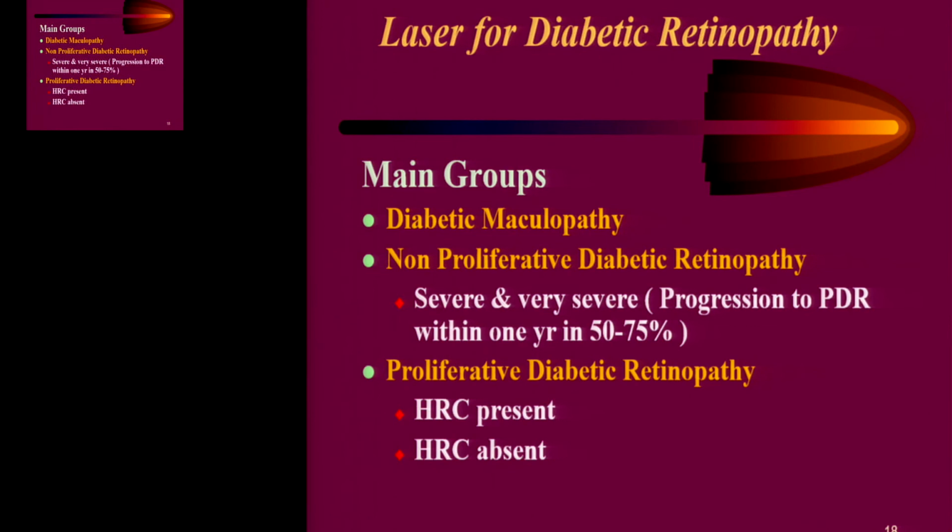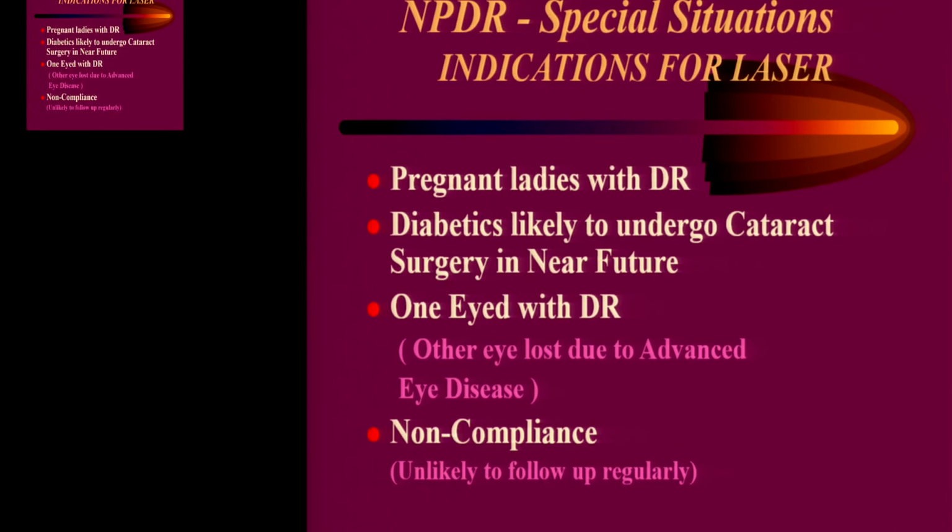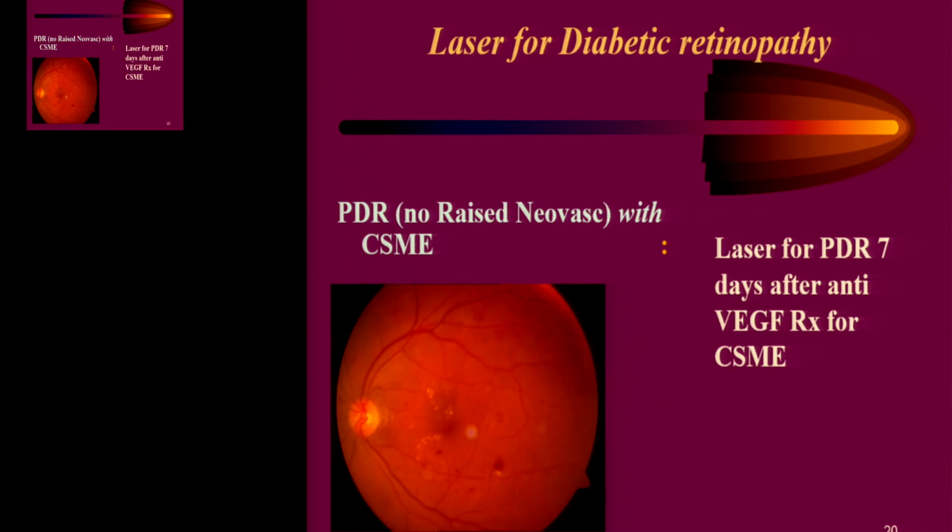The groups are basically diabetic maculopathy, and non-proliferative diabetic retinopathy, especially the severe and very severe cases who have a 50 to 75% risk of going to PDR within a year. Today, 20 years later on, I will not keep these patients under follow-up. I would prefer to consider treating these patients. Of course, with PDR, there is no question that you would treat. In addition, there are specific groups like one-eyed patients, non-compliant patients, and pregnant ladies who already have significant diabetic retinopathy, whom you should consider for treatment. The issue basically comes only in those with maculopathy with PDR, which I've just mentioned.